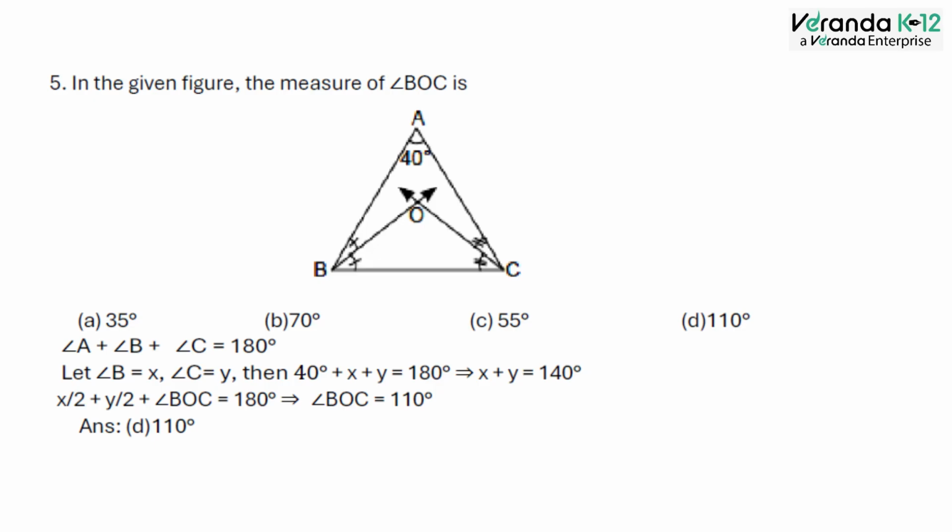Then 40 plus X plus Y plus 40 plus X plus Y is equal to 180 degrees. So from that we can write X plus Y is equal to 140. Here this line is a bisector and this line is a bisector. Then X by 2 plus Y by 2 plus BOC is 180 degrees. Using the relation X plus Y is equal to 140 degrees, we can find BOC is equal to 110. So the correct option is D, 110.